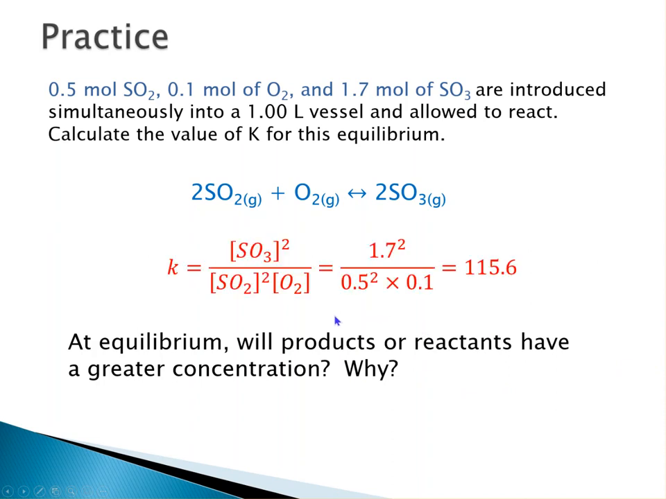All right, so just like before, we're going to punch everything into our equation. It's going to be SO3 squared, or create the equation first, divided by SO2 squared times O2. Plug in the values you're given. In this case, you get 115.6. That's much greater than 1, which means your numerator is greater than your denominator, which means you will have more products because the value of K is greater than 1.